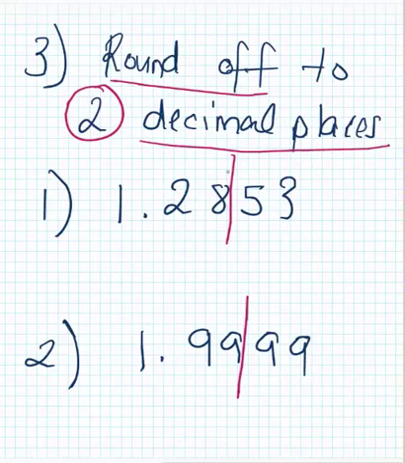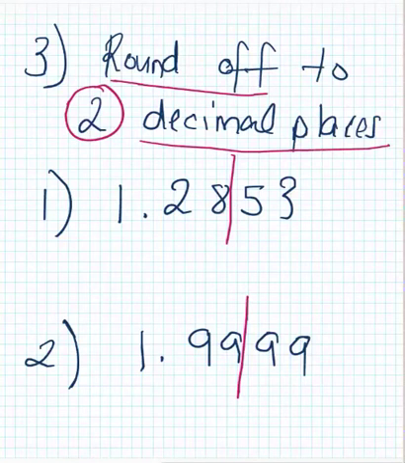And that is, if we're rounding off here to 2 decimal places, there's our 8. So the number after it is a 5. So this is what we call the critical digit. This will tell us whether we round up or down. And we know if we round up, we add a 1 to the 8. And if we round down, it just stays the same.